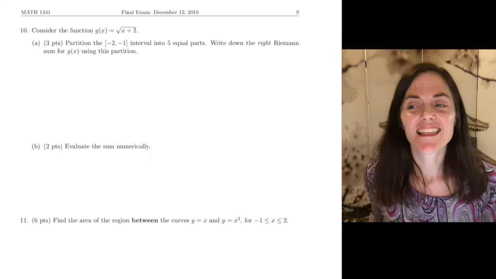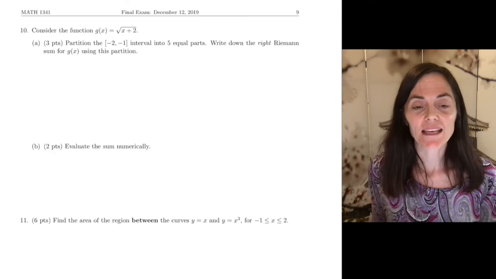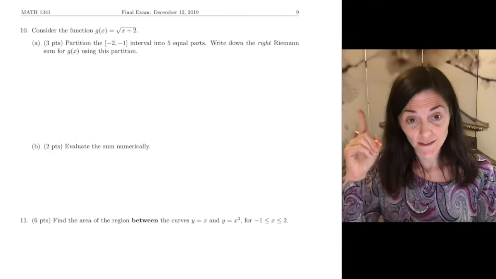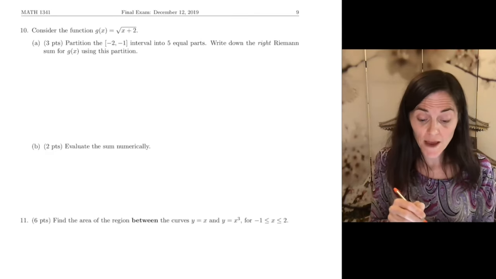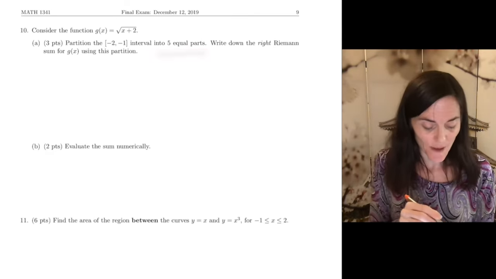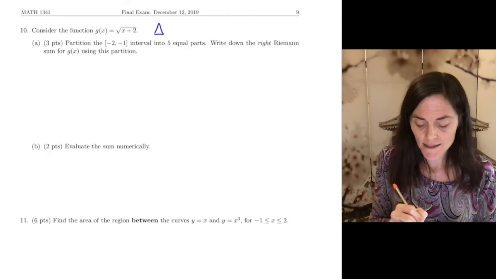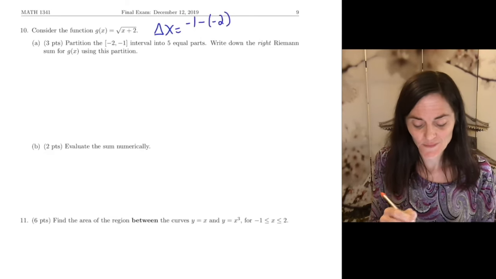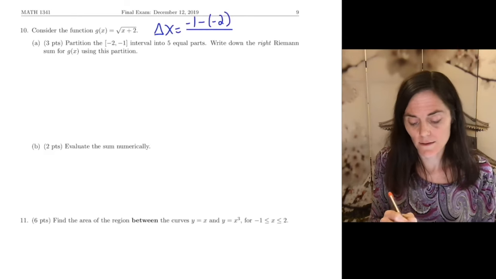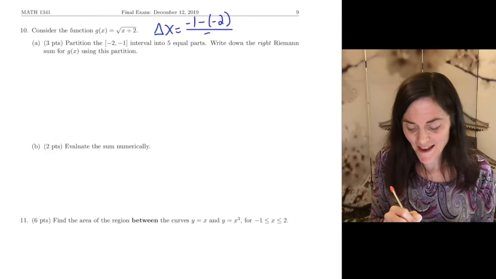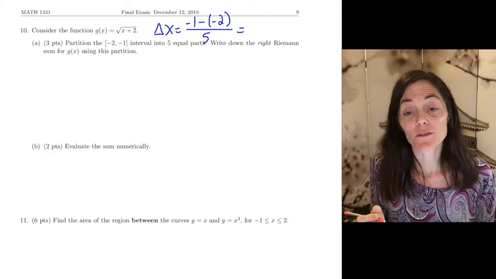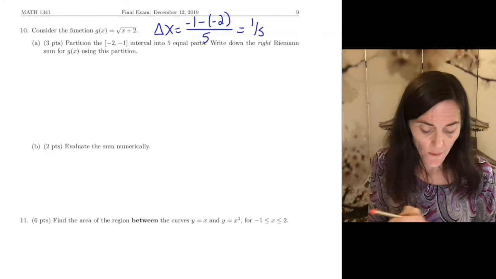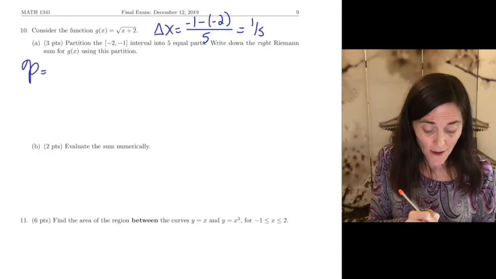Number 10, this is a Riemann sum. The first thing we want to do is calculate delta x. You notice we want to write Riemann sum with 5 subintervals. So delta x is b minus a over n. This is always the way it is when we have equally spaced subintervals. This is 1/5.